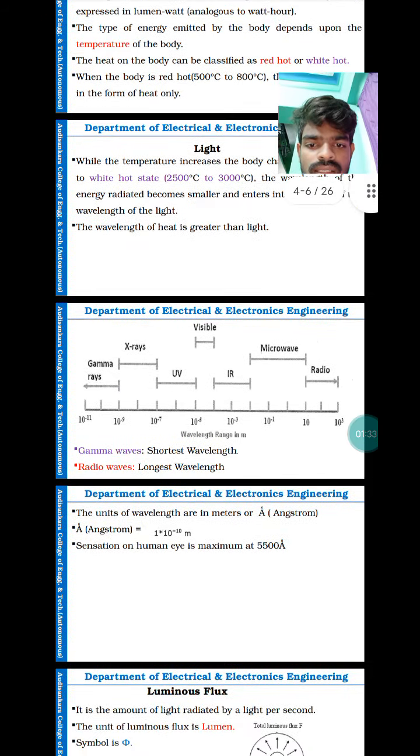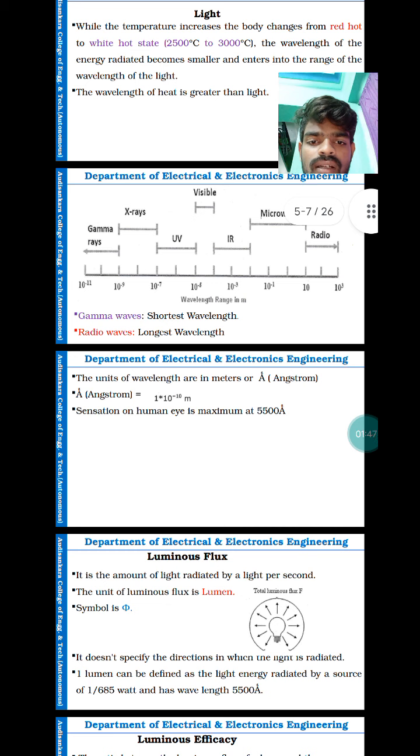Here we can see the gamma rays and the radio waves. Gamma rays have the shortest wavelength. Radio waves have the longest wavelength. The units for wavelength are meters or angstrom. Sensation of the human eye is maximum at 5500 angstrom.